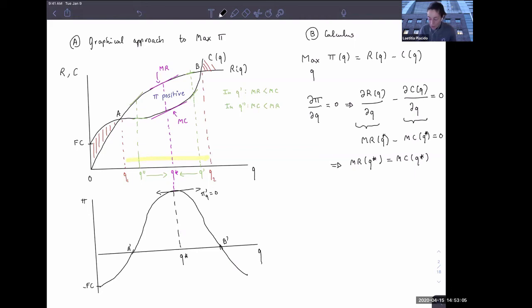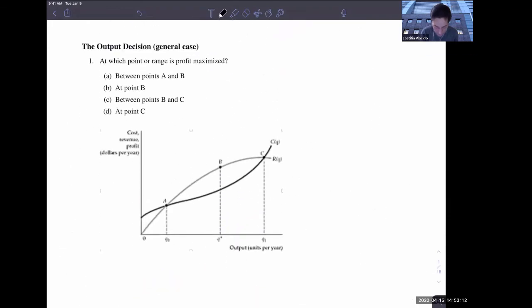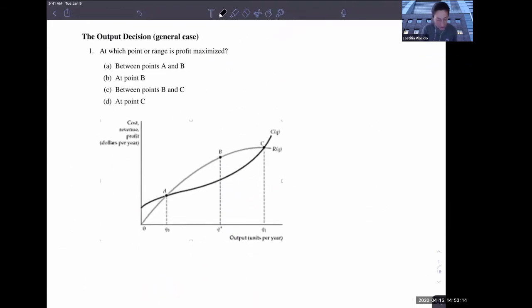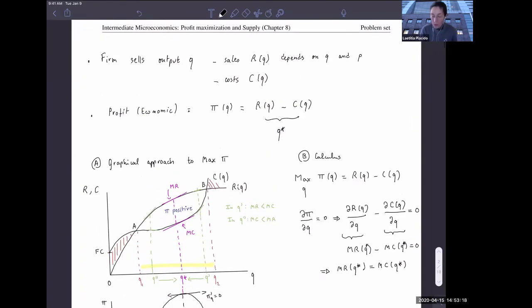So now that you know everything about profit maximization, we can go back to the first question. And again, this analysis on profit maximization is going to hold for price-taking firms, so firms that don't have any market power and just sell their output with no impact on the market price. And it's also going to hold for monopolists, okay?